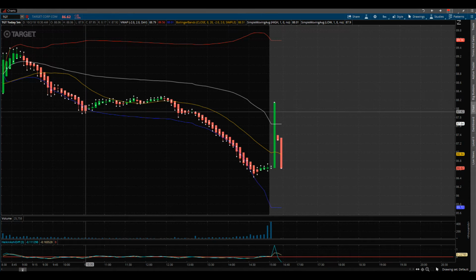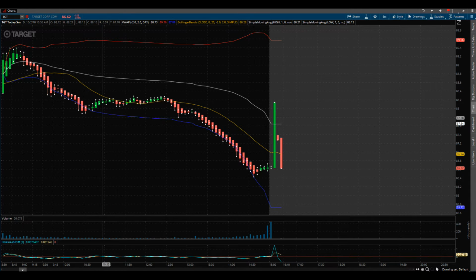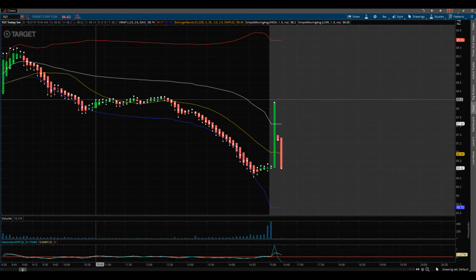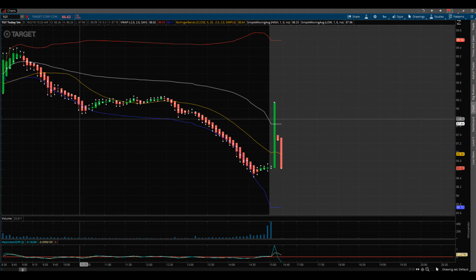That's what we're going for. So what would happen is we would get our entry right here at 88.07, and what we're looking for is this thing to pull up to VWAP. And what we get is up, up, sideways, sideways, sideways, sideways, Bollinger Band. We need to exit.